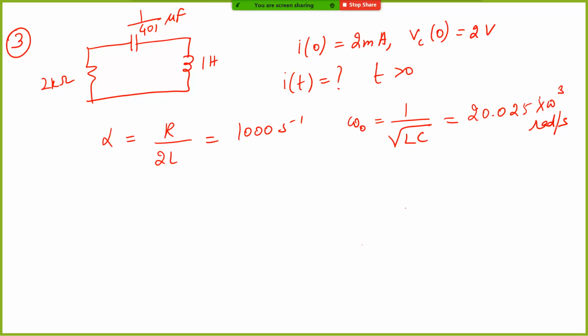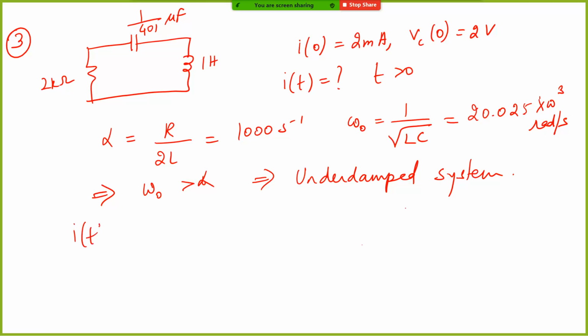Okay. So now tell me, is this an overdamped or an underdamped or a critically damped system? Overdamped? Underdamped. Which is greater? Sorry, underdamped. It's an underdamped system. Yeah, omega naught is greater than alpha, which basically means that it's an underdamped system. Okay. So now what is the solution? We know that I of t is e to the power of minus 1000 t. And so if this is an underdamped system, what is the value of omega d? Omega d is given by root of omega naught squared minus alpha squared. So what is the value of that?